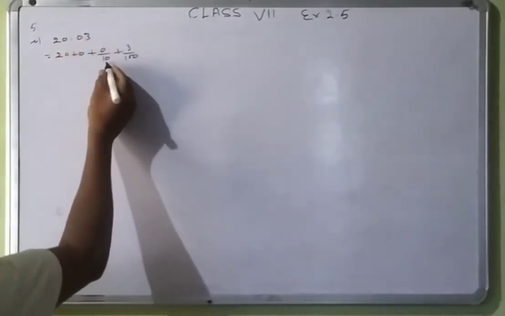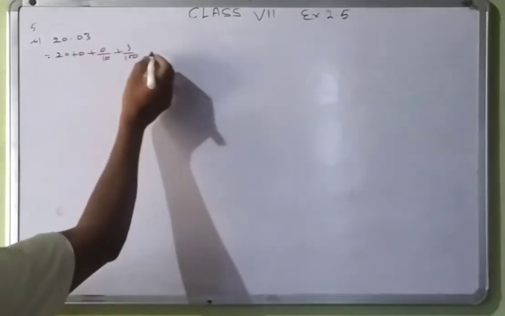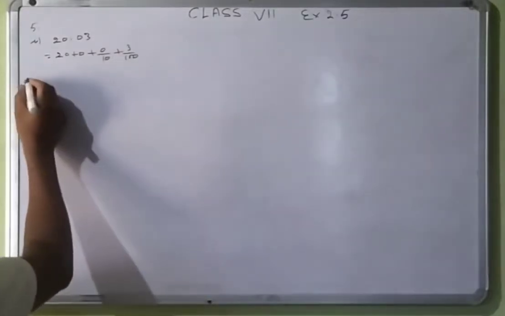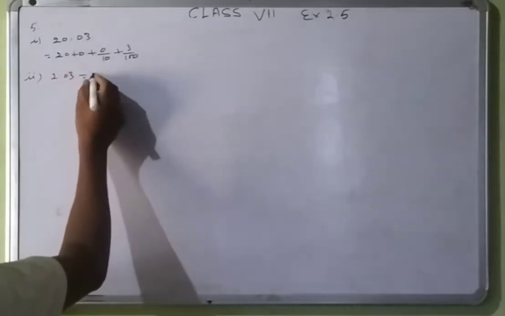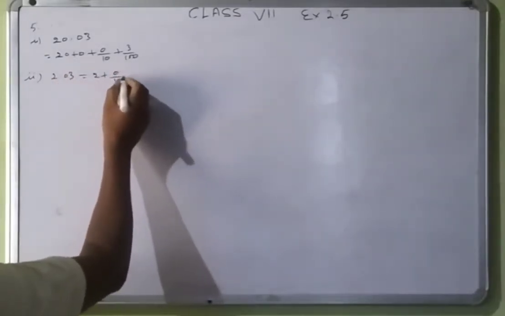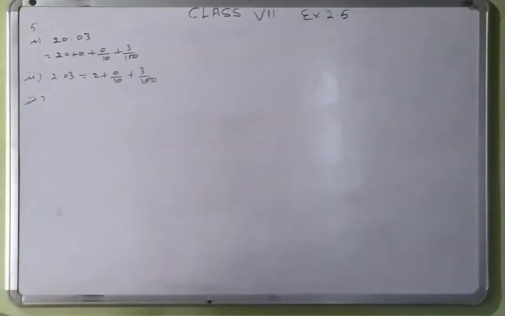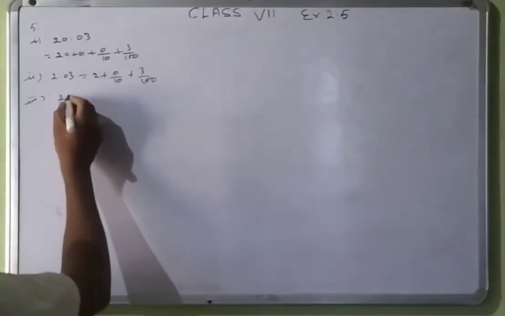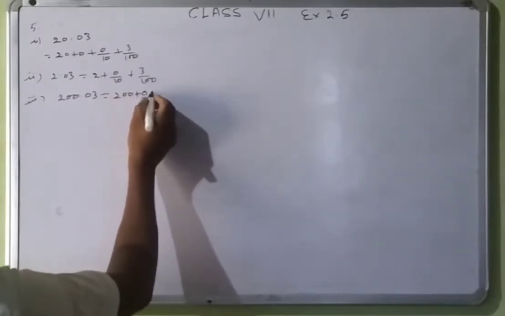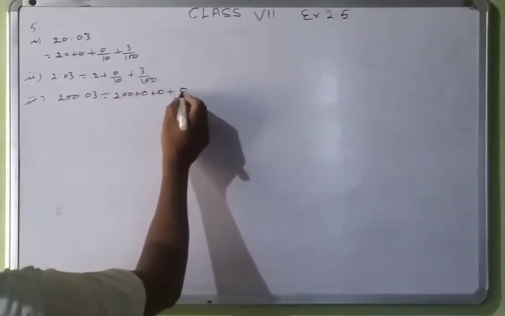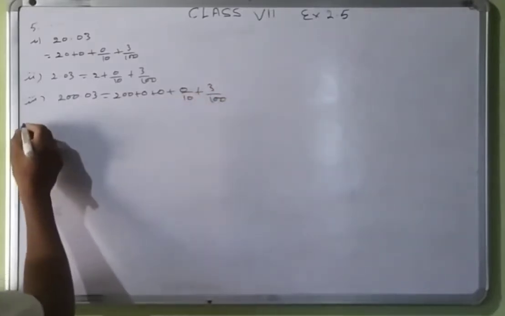After the decimal, you will write like this: 0 upon 10, 3 upon 100. After that, we will write 1000, 10,000 like this. 2.03 is equal to 2 plus 0 upon 10 plus 3 upon 100. Third part, that will be 200.03, which is equal to 200 plus 0 plus 0 plus 0 upon 10 plus 3 upon 100.